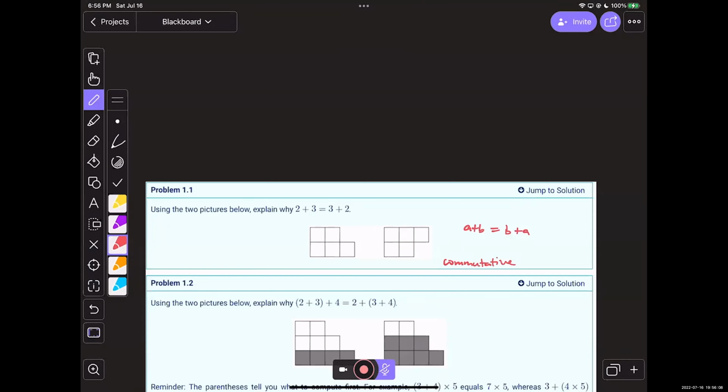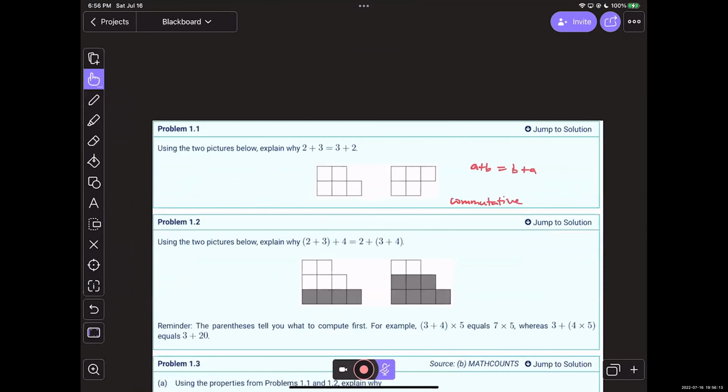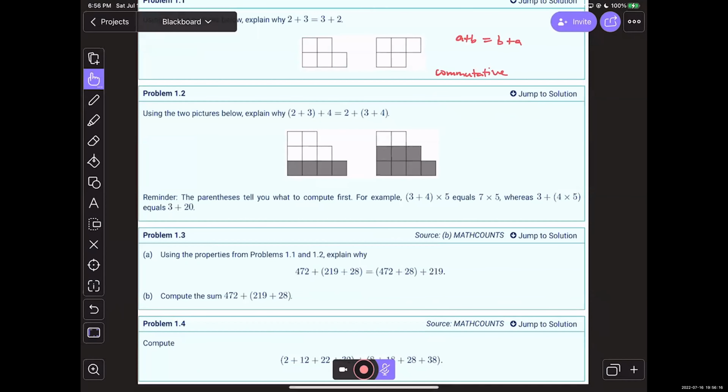Now, this on its own doesn't actually do very much. But when we include this with the property from 1.2, we're going to get something really important. Let's take a look at 1.2. Let's hear from Audrey. Okay, using the two pictures below, explain why 2 plus parentheses 2 plus 3 plus 4 equals 2 plus parentheses 3 plus 4. And reminder, the parentheses tell you what to compute first. For example, parentheses 3 plus 4 times 5 equals 7 times 5, whereas 3 plus parentheses 4 times 5 equals 3 plus 20.